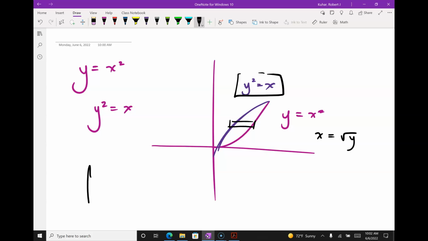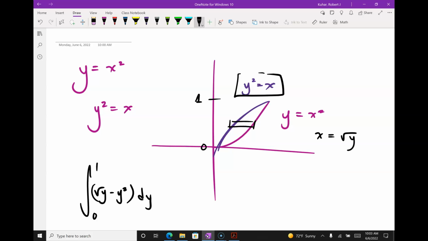So my integral from 0 to 1, because that's where they connect, right? What's interesting is I have to do the bounds in y, right? So I'm trying to find it so that the heights match up at 0 and 1, yeah? So integral from 0 to 1 of square root of y minus y squared.